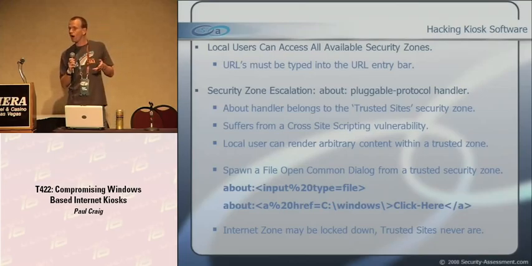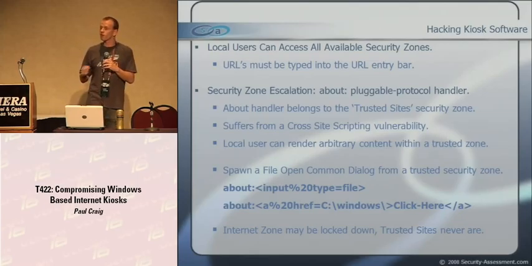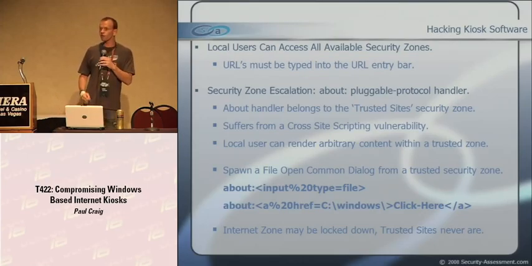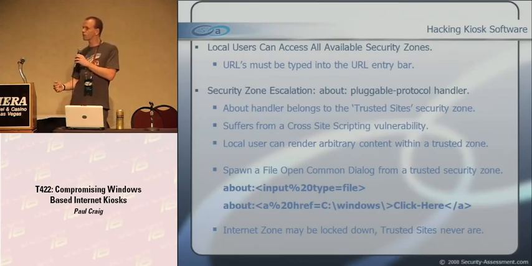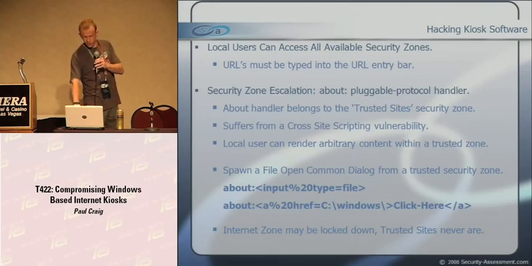One of the things we can do is type about:<input%20type=file> and you can pop up a file browse dialog. That's a file browse dialog from within the trusted sites. The kiosk probably isn't going to detect that or be aware of it. This isn't a very well-known trick, and it gets around any kiosk that is only protecting or defending the internet zone, which most kiosks do.